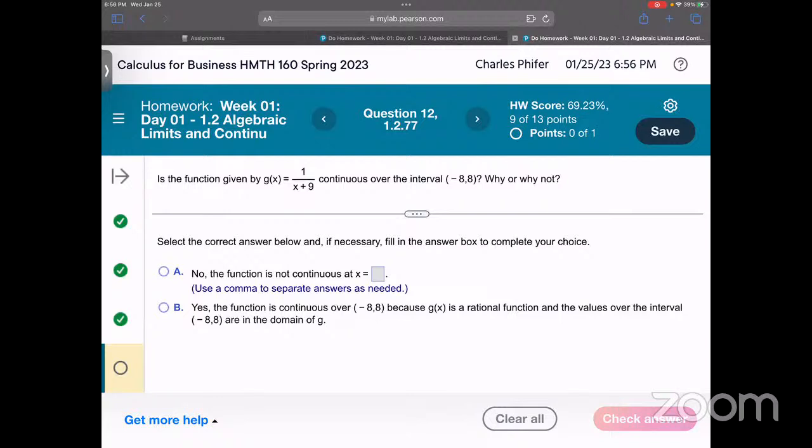Yes, the function is continuous over this interval because G is a rational function and the values over this interval are in the domain of G. Does that make sense? Right?